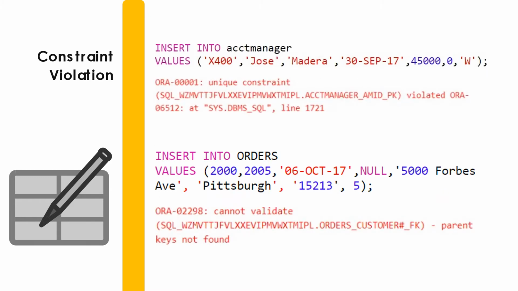The following are some more examples of constraint violations. In the first example, we are having a unique constraint violation because the X400 primary key already exists in our account manager table. In the second example, we are getting a foreign key violation because there does not exist a customer with customer ID 2005.